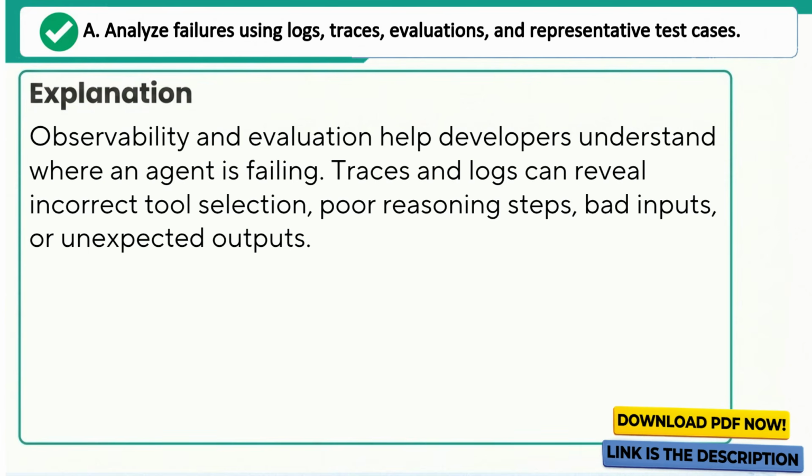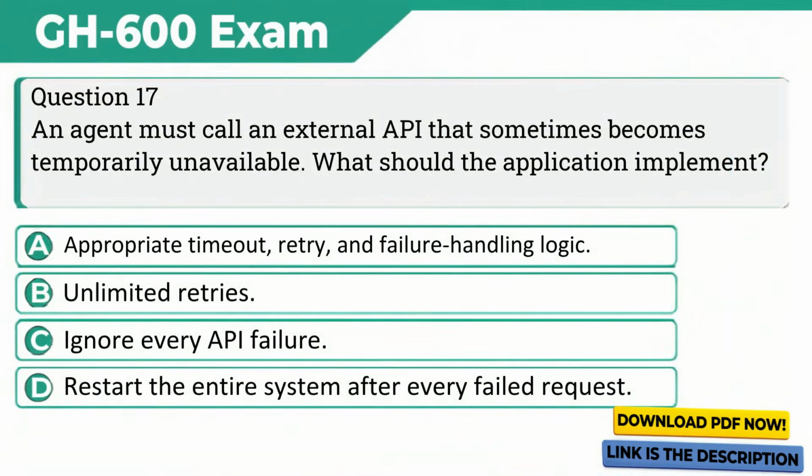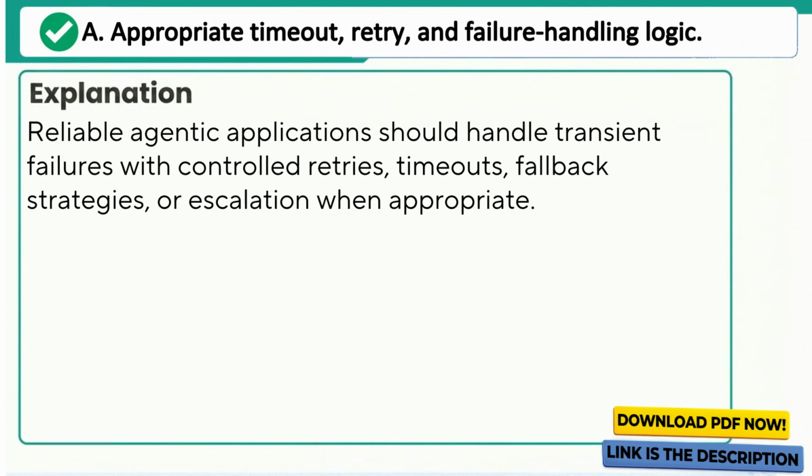Explanation. Observability and evaluation help developers understand where an agent is failing. Traces and logs can reveal incorrect tool selection, poor reasoning steps, bad inputs, or unexpected outputs. Question 17. An agent must call an external API that sometimes becomes temporarily unavailable. What should the application implement? A. Appropriate timeout, retry, and failure handling logic. B. Unlimited retries. C. Ignore every API failure. D. Restart the entire system after every failed request. Correct answer. A. Appropriate timeout, retry, and failure handling logic.